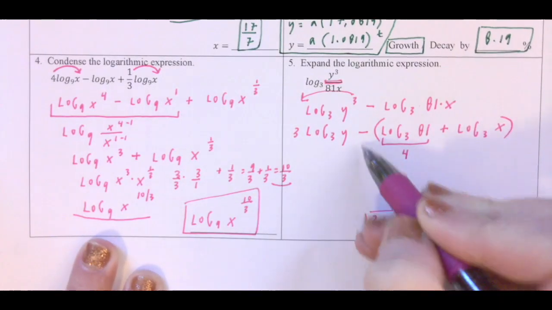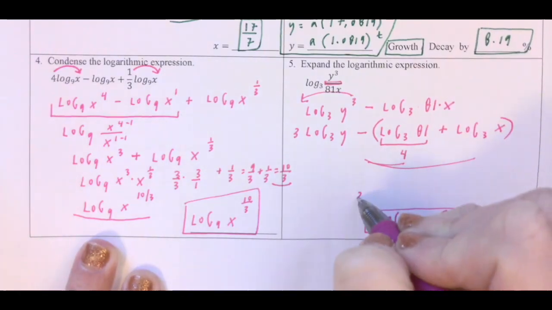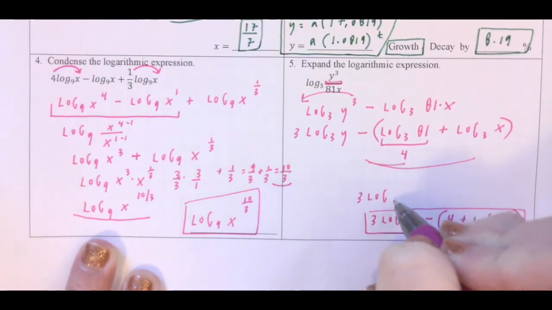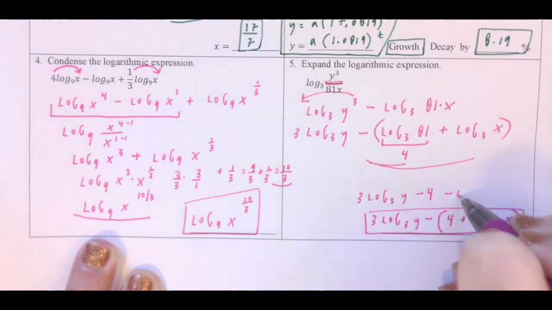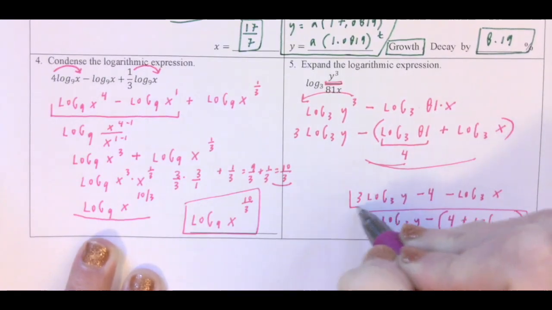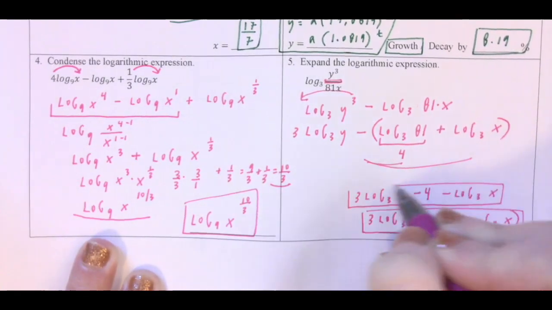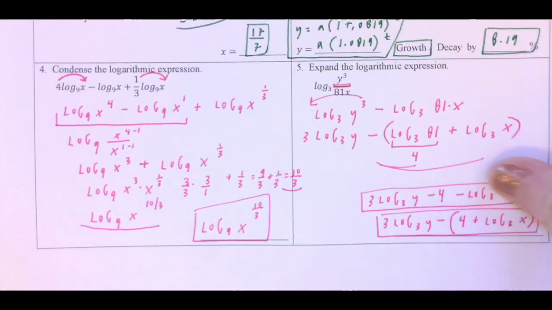But you could also distribute out that negative 1 like that and write it as 3 times log base 3 of y minus 4 minus log base 3 of x. Okay, both of those would be correct. We'll take it either way. All right, let's look at the back.